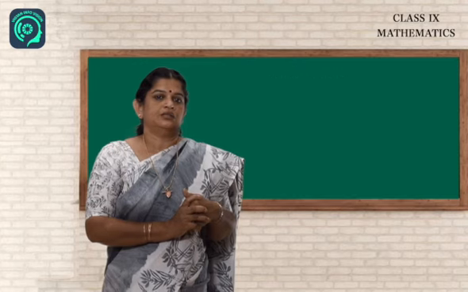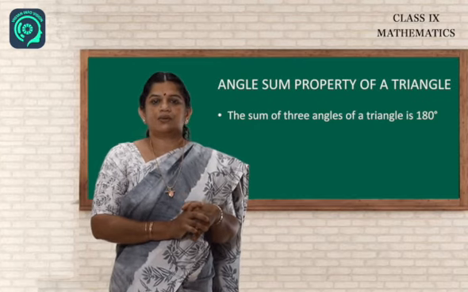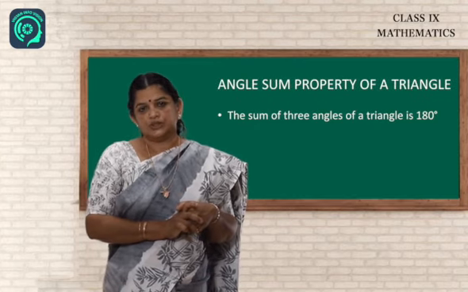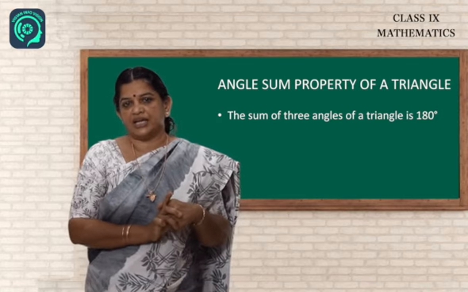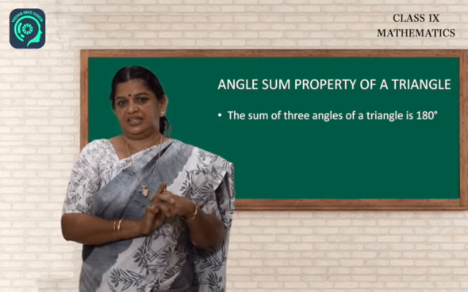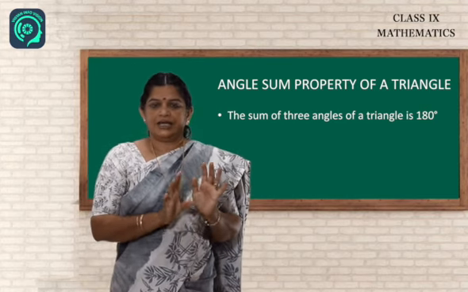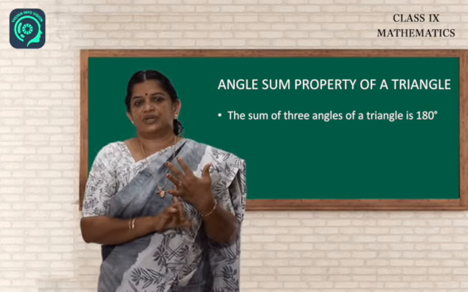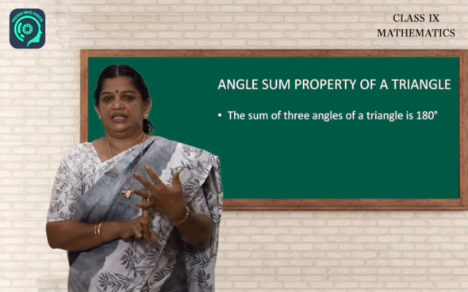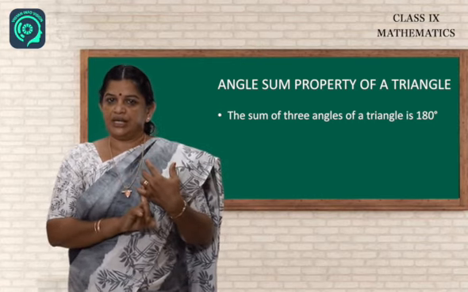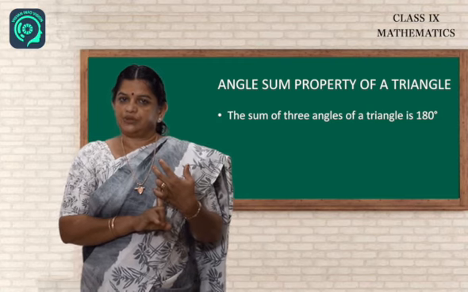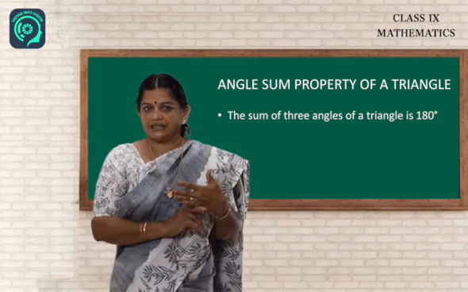Okay? The next concept is angle sum property of a triangle. So, do you know what is the sum of 3 angles of a triangle? Yes, 180 degree. That is the theorem based here. That is, the sum of 3 angles of a triangle is 180 degree. That is the angle sum property of a triangle. Okay? So, understood the concept clearly, children?